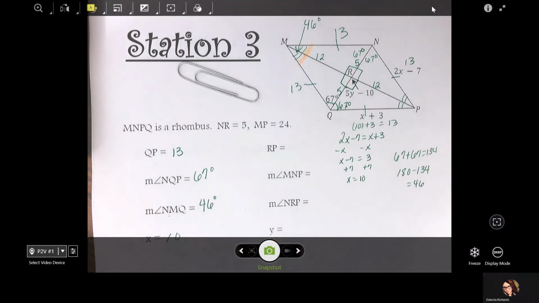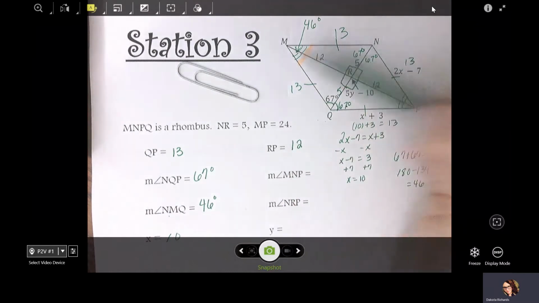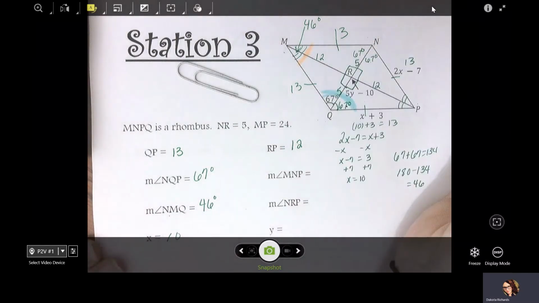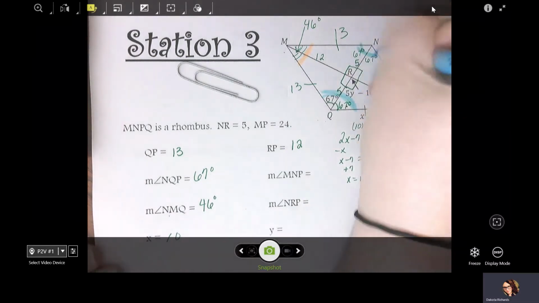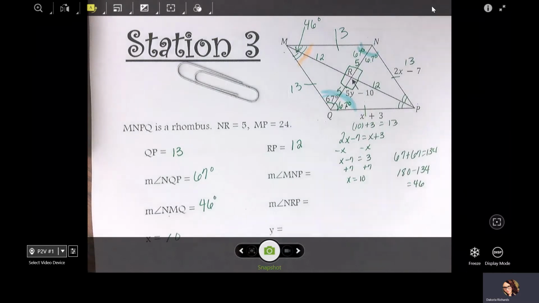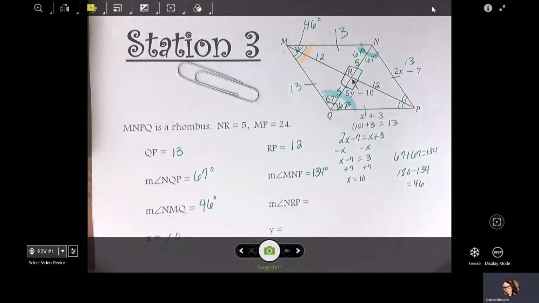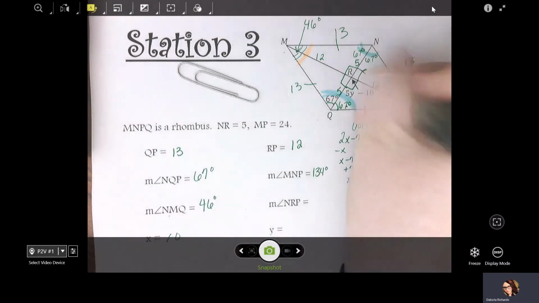RP is just 12. The measure of angle MNP is opposite to this angle, which is that 67 and 67 combined. 67 plus 67 is 134. So that whole angle is also 134. The measure of angle NRP. NRP, well, that's just 90 because that's a right angle.